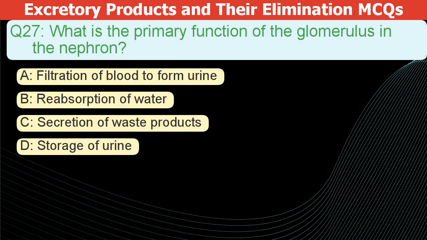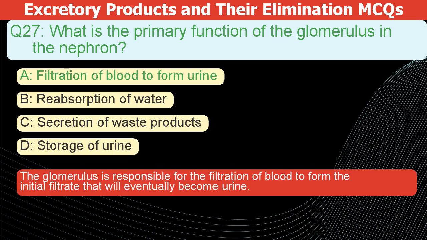What is the primary function of the glomerulus in the nephron? A. Filtration of blood to form urine. B. Reabsorption of water. C. Secretion of waste products. D. Storage of urine. The correct answer is A. The glomerulus filters blood to form the initial filtrate, which eventually becomes urine.